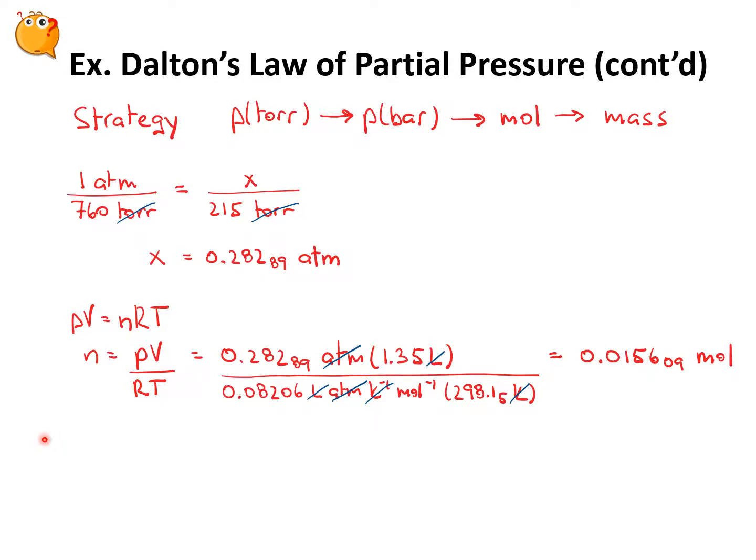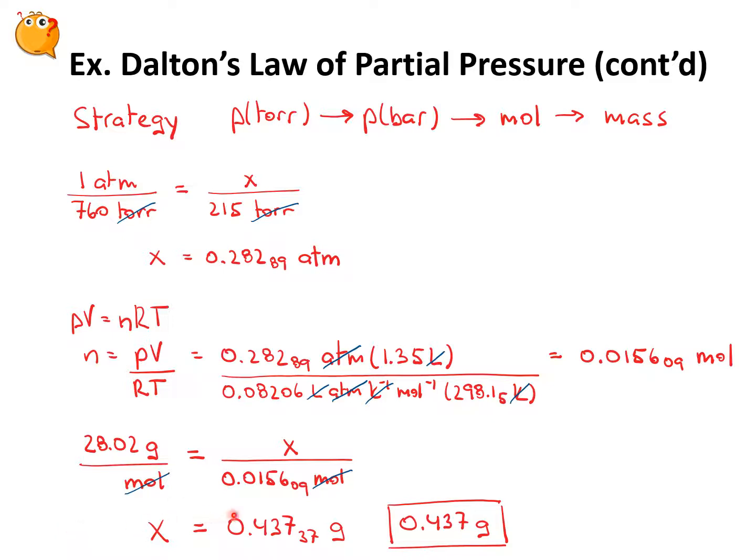Lastly, we just have to convert from moles of nitrogen to mass of nitrogen, and to do that, we'll use the molar mass of nitrogen, which is 28.02 grams per mole. And since we know the number of moles, since we've just calculated it, we can solve for x, which is the mass of the gas. Notice that the moles cancel, leaving us with a mass in grams, as we expect. Solving for x gives us a mass of 0.43737 grams of nitrogen. You'll notice, though, that we should have 3 sig figs, since the moles of gas is 3 sig figs, and the molar mass has 4 sig figs. So our final answer is 0.437 grams of nitrogen.